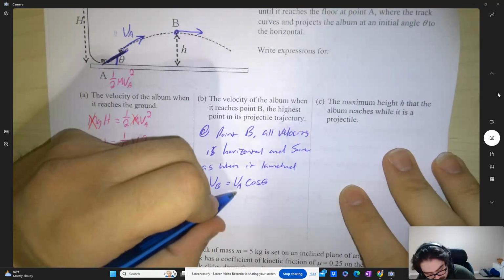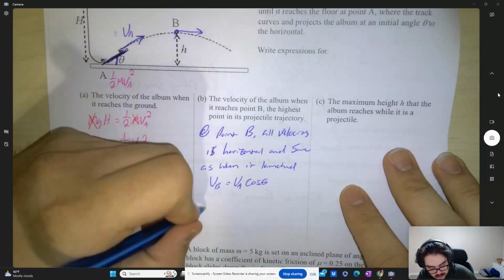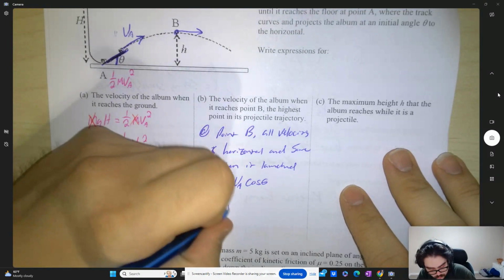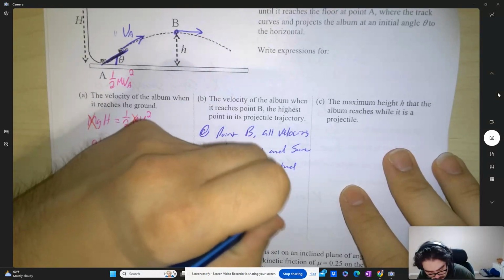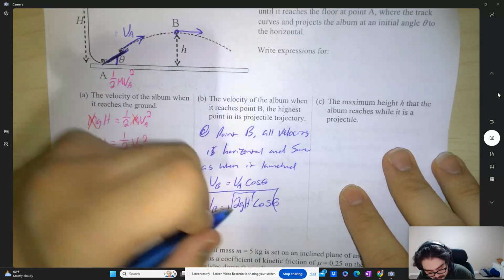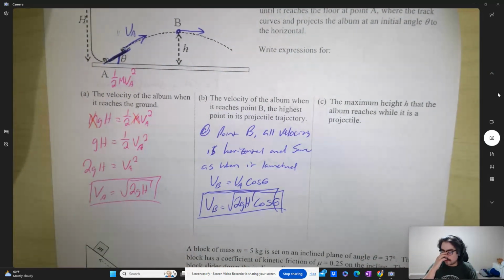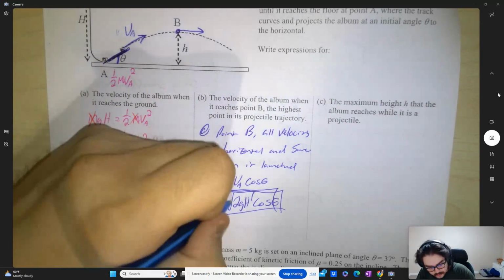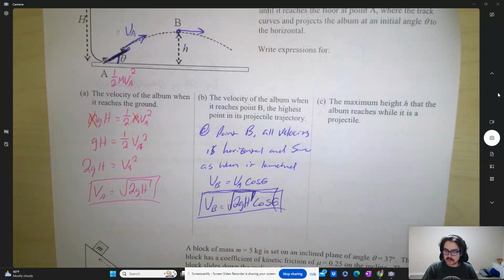Then I can just take what I got earlier for v_A and plug it in here, and you get v_B equals root 2gH cosine theta. And that's an expression for B right there. I cut off the theta when I boxed my equation, but the theta is still part of it. And you should notice that the root only goes out to the H. We're not taking the whole thing.